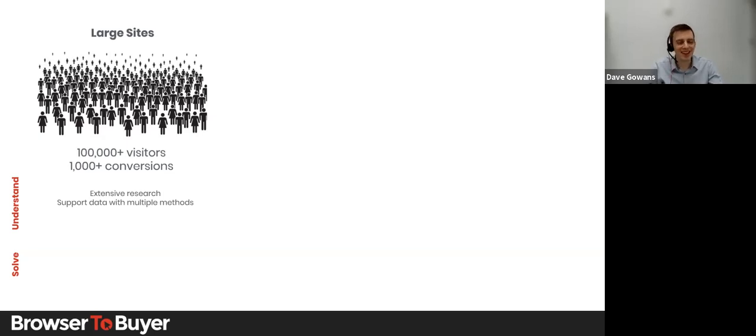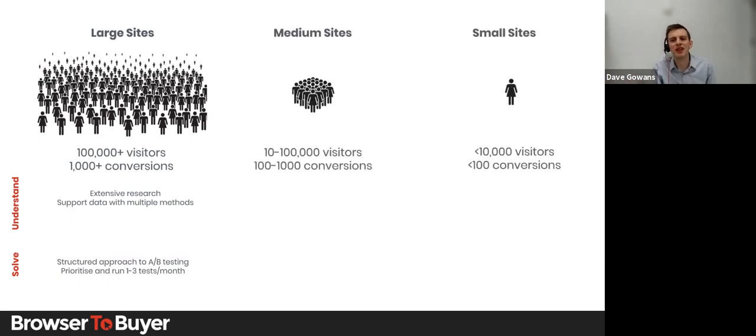Well, I say it's easy. It's easy to do the research. It may not necessarily be easy to find the conclusions. And solving those problems, this is when A/B and split testing comes in. You have the traffic to run between 1 and 3 tests per month. You can measure your differences. That works very well.